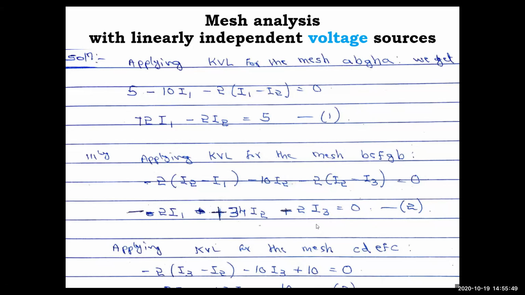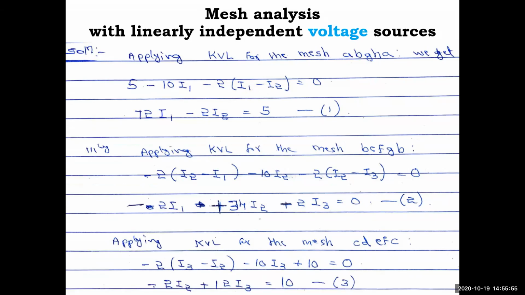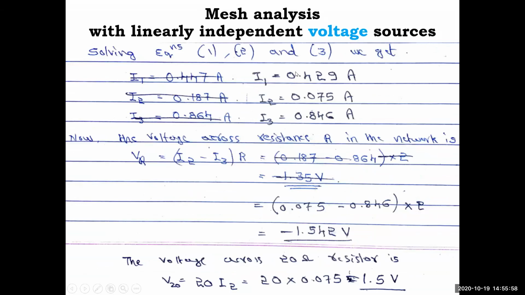This is the same equation I inputted in the calculator to show the answer. So now to see the answers: this is what I got from the calculator, solving equations 1, 2, 3. I got i1 equal to 0.429 amps, i2 equal to 0.075 amps, and i3 equal to 0.846 amps. In whichever order you have written the equation, first term i1, second term i2, third term i3, in the same way in the calculator you'll get x equal to, y equal to, z equal to. So this is the answer.